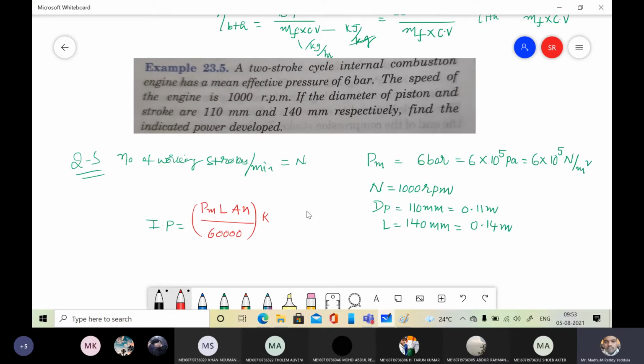Is all the data available with you? What is the value of K? K is equal to 1. Yes or no? K is equal to 1 because we didn't specify the number of cylinders. By default, the number of cylinders is equal to 1 only.